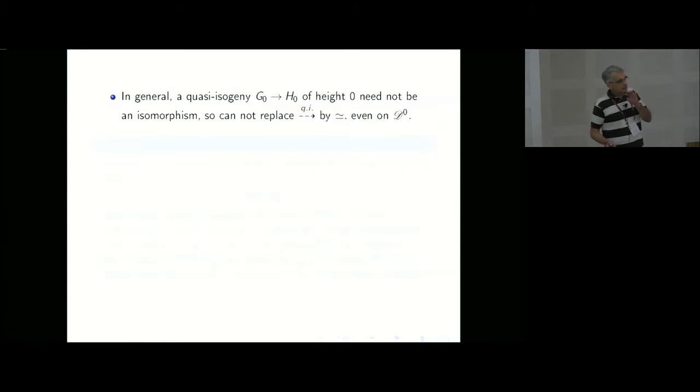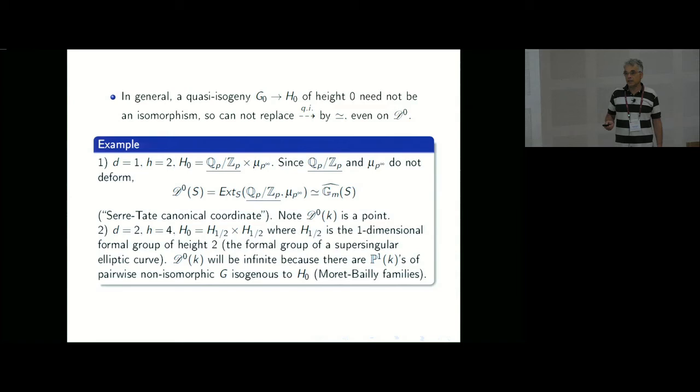said that going from an isomorphism, iota being an isomorphism, to being a quasi-isogeny was only a matter of height, because a quasi-isogeny of height 0, and I more or less proved it or explained why, is an isomorphism in the Lubin-Tate case. That's not true in general. It's in a very strong way not true in general. So even if you talk about quasi-isogenies of height 0, you cannot replace quasi-isogeny by isomorphism. So let's look at some examples.